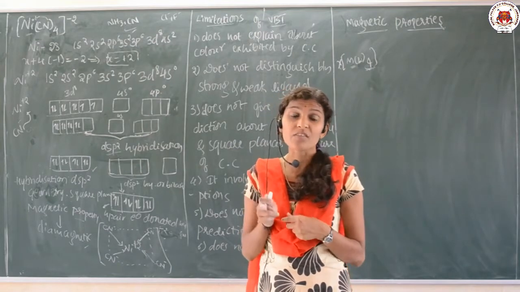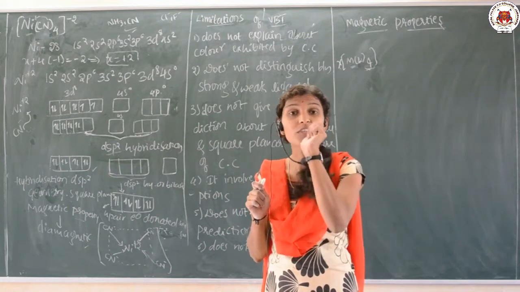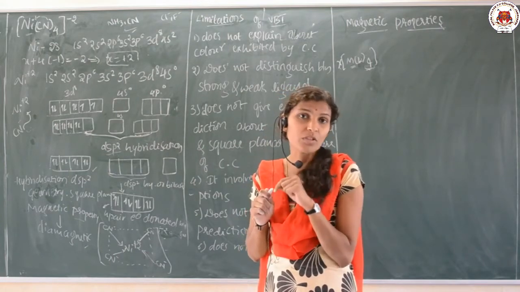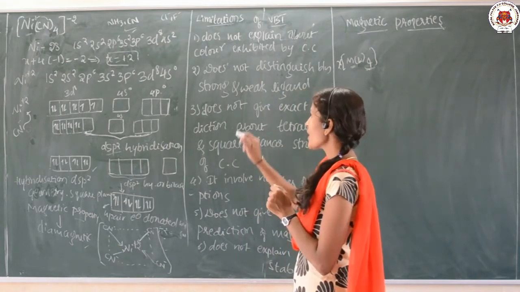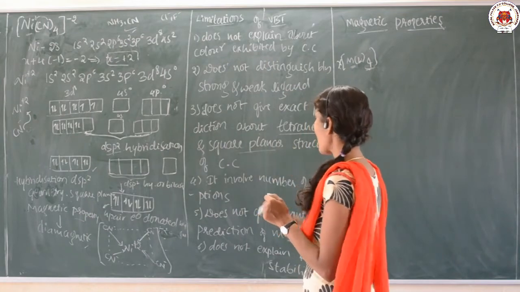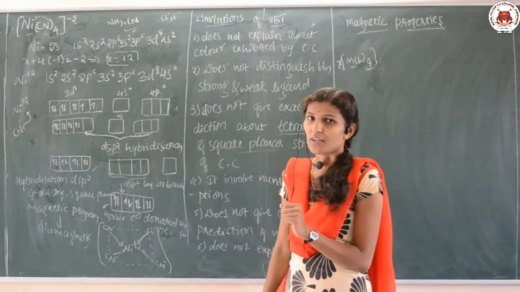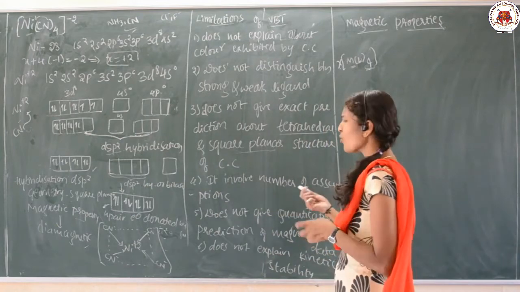The shape, or the geometry, depends upon the hybridization. Which type of hybridization it is, depending upon that we can predict the geometry. But VBT does not give the exact prediction about the tetrahedral and square planar structure of the coordination compounds. And it involves a number of assumptions.